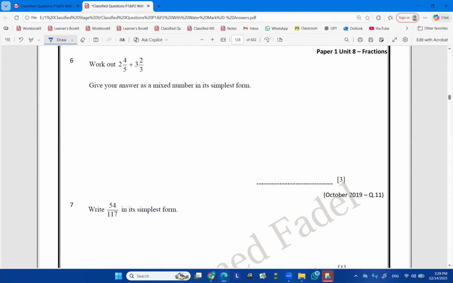5 times 2 is 10, plus 4 is 14 over 5. Plus 3 times 3 is 9, 9 and 2 is 11 over 3. Equals, I have here, this is going to be 15, this is going to be 15, multiply this by 3 and this by 3. So this is going to become exactly 42, this is going to become 55, equals 42 plus 55 is going to be what? 97. Oh, mister, they want it as a mixed number.